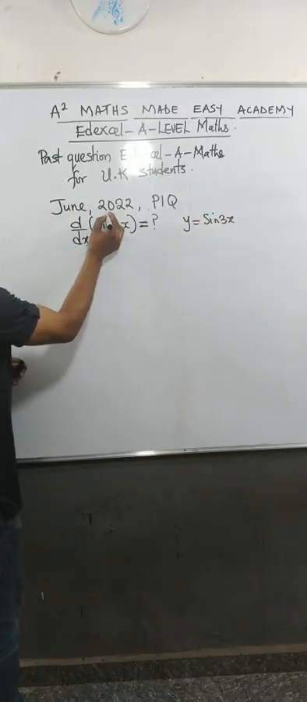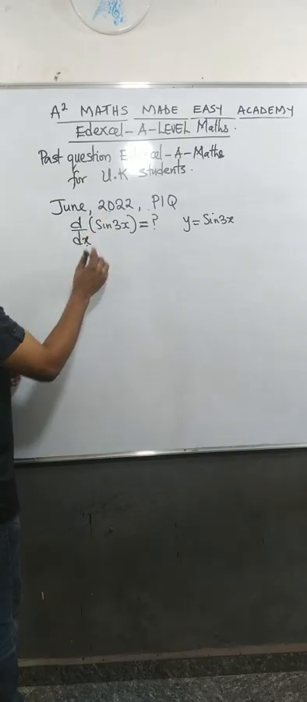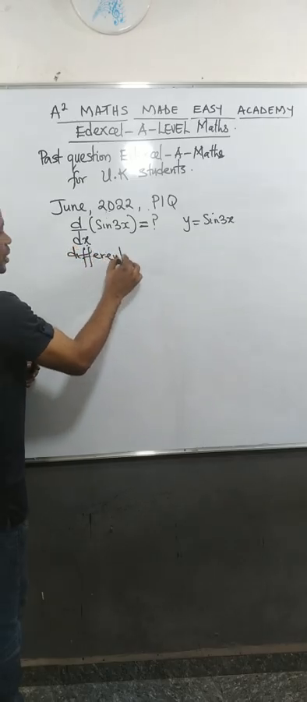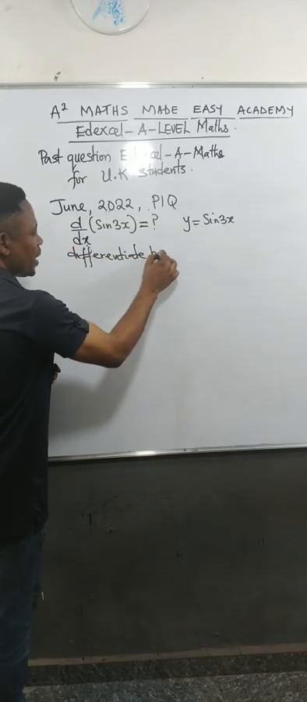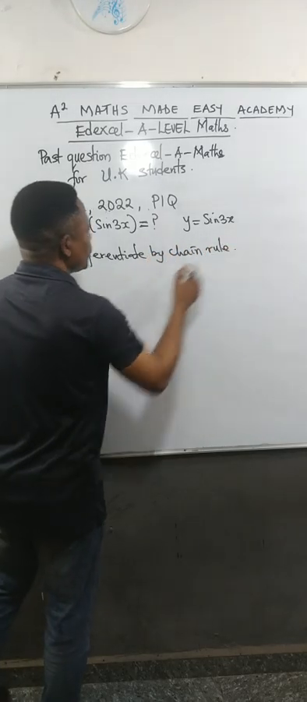Now this is why all of this is called y. So which means we are asked to differentiate. Are you with me now? Now what you are going to do is what we call differentiation by chain rule. Why are we using chain rule?